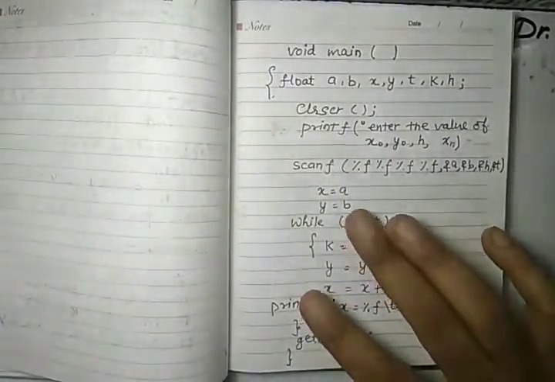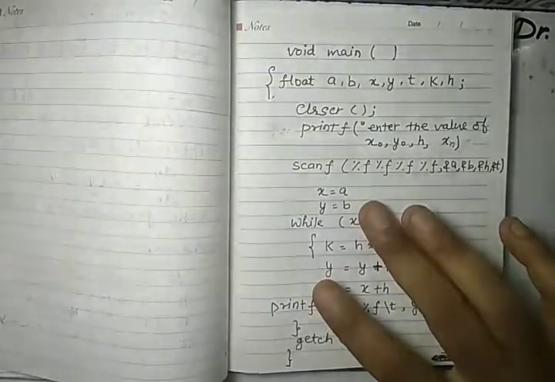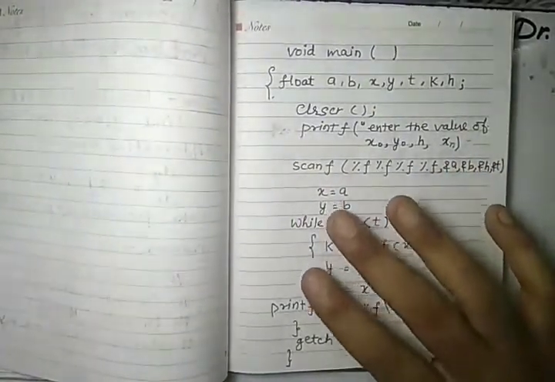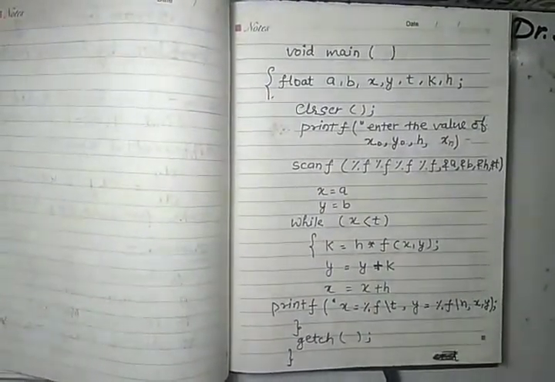Now we write x is equal to a, y is equal to b. This takes the a and b values as the initial values of x and y. Now we run a while loop.